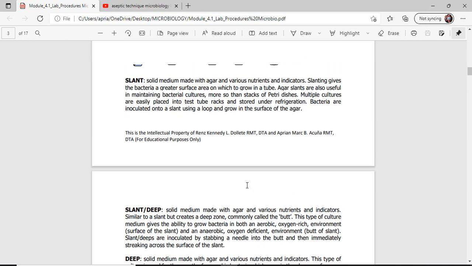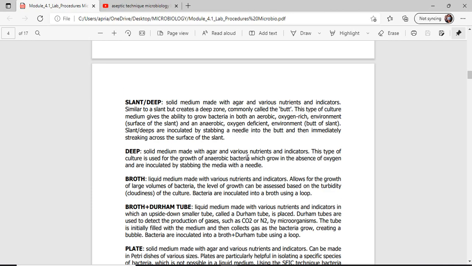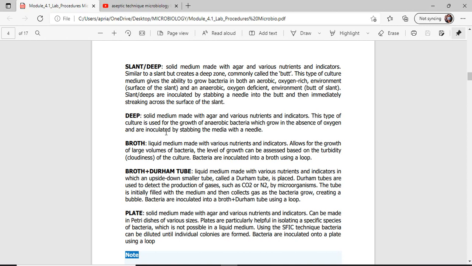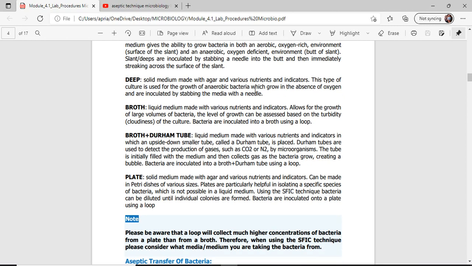Next, you have your deep. Okay, so medium agar with various nutrient indicators. Same. This type of culture is used for the growth of anaerobes. Same procedure with the use of a needle. Then your broth, liquid medium. Okay, na-explain ko na.